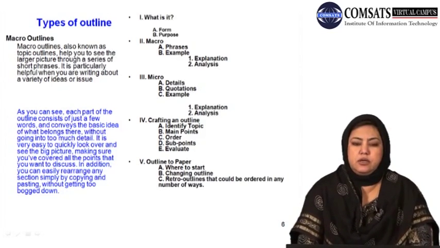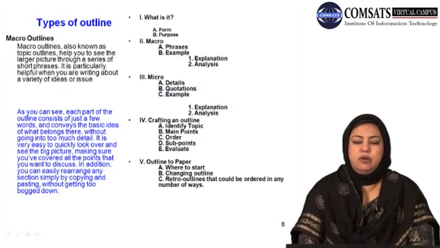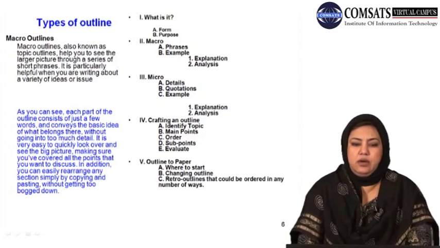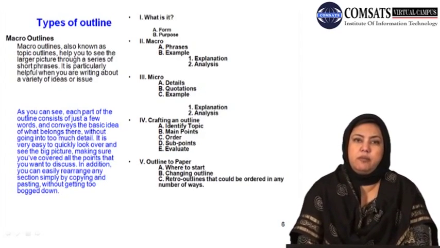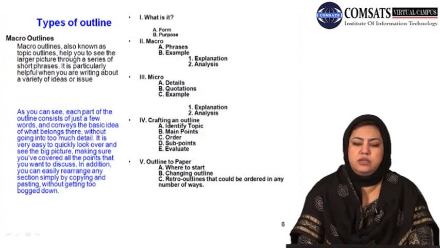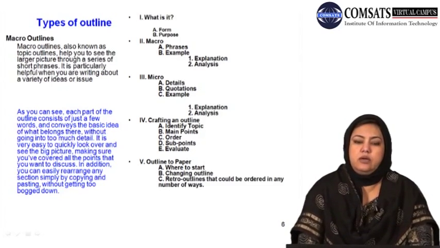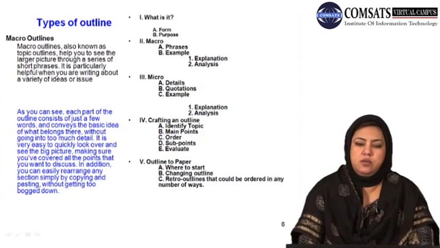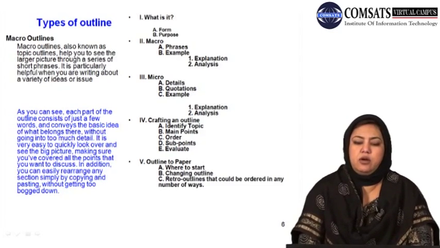So if your topic is outlines or writing outlines, in that case this can be your outline to write on writing outlines. If you look at this format, you would see it has 5 basic components that are numbered as Roman numbers 1, 2, 3, 4 and 5. 1, what is it? 2, macro. 3, micro. These are the 2 types. 4, crafting an outline, and 5, outline to paper.